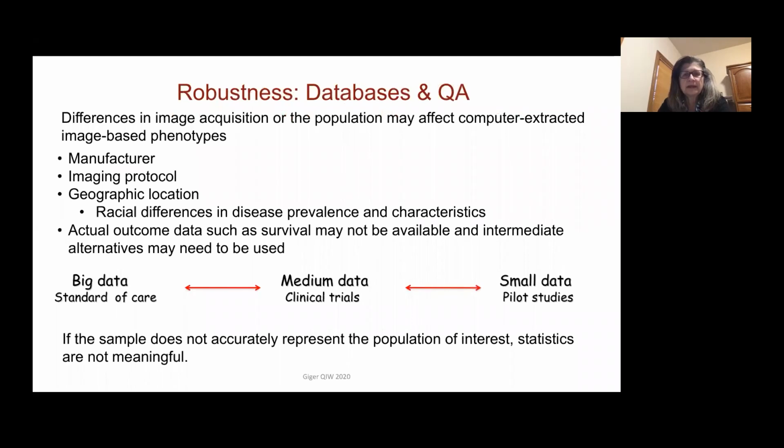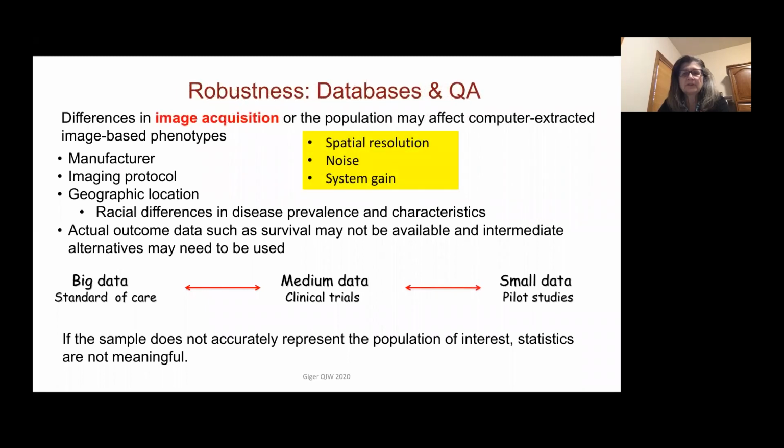So when we look at databases and quality assurance, we can look at the differences in image acquisition or population. If we look at different image acquisitions, we have to consider different spatial resolution, noise, and system gain. Now, out there we have big data, which is standard of care, which will be very variable. We have data from clinical trials, medium size, and we have small data. And often with AI development, people are developing with a very focused small data set that might be very carefully obtained, but ultimately it's going to have to be used on standard of care images.